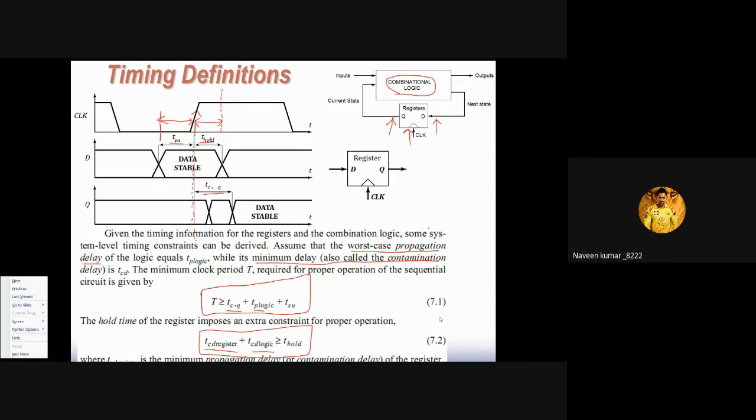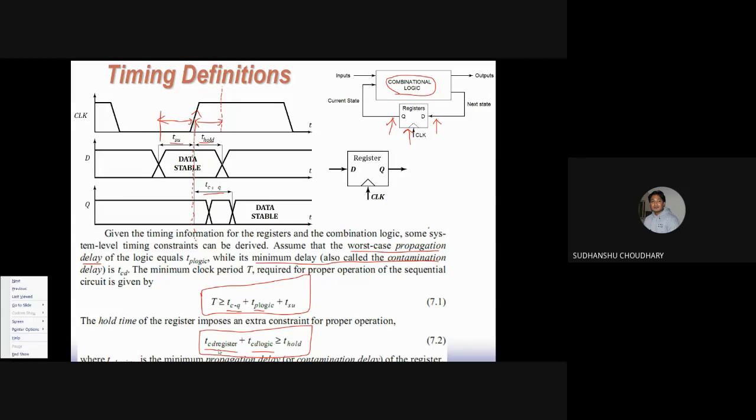Sir, can you repeat TCD register and TCQ? Yeah, TCD register is contamination delay of register and contamination delay of logic block. Contamination delay is minimum delay, and the logic delay is the worst case propagation delay. So worst case propagation delay and minimum delay.